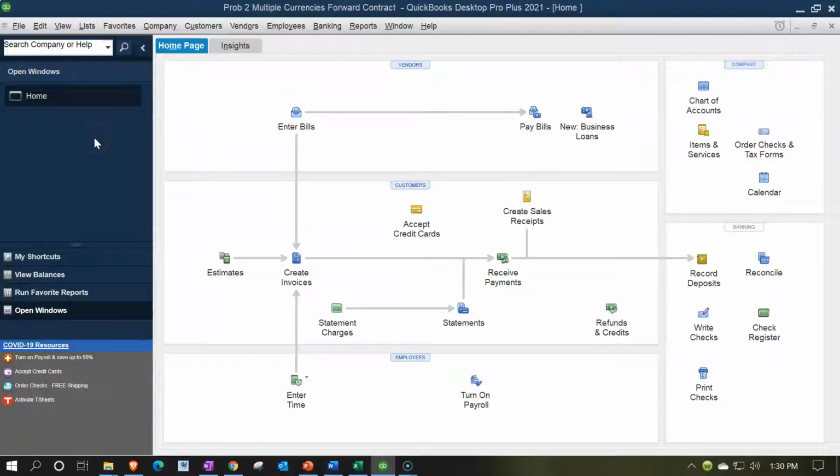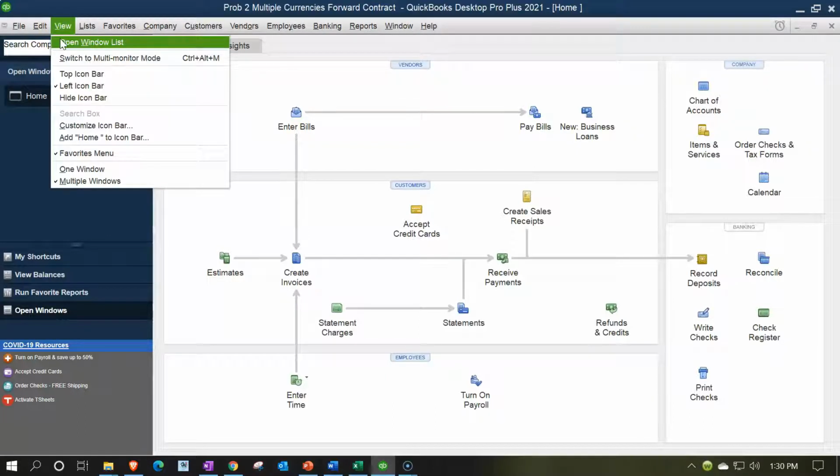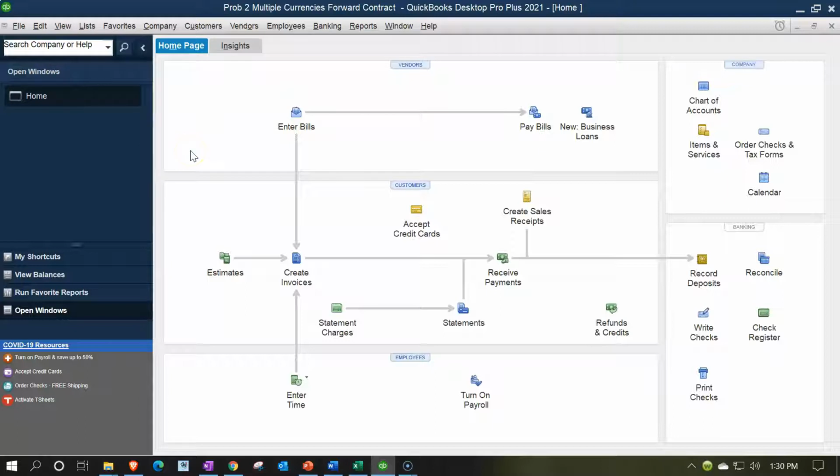We currently have the open windows open. You can open the open windows by going to the View dropdown, selecting the Open Windows list. In prior presentations, we put the forward exchange contract on the books and an adjusting entry at the end of the period to adjust it for financial statement purposes.